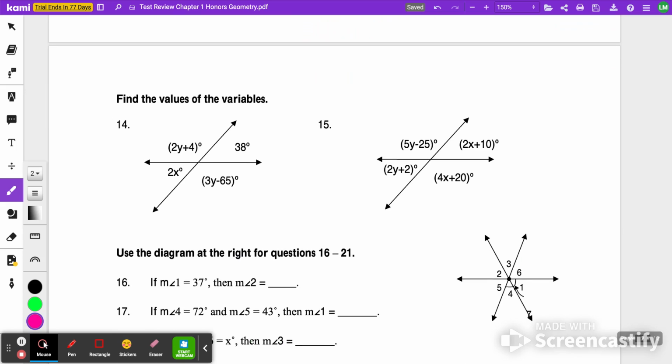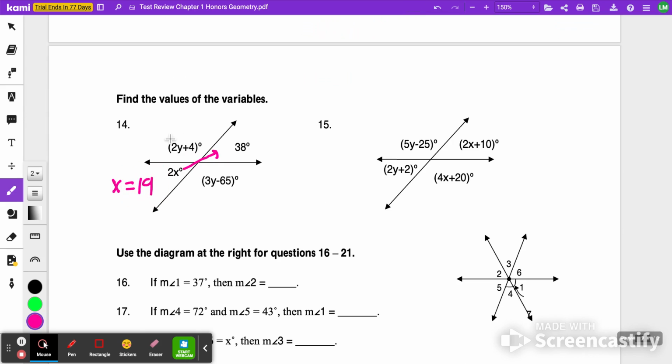Flipping on over to question number 14, find the values of the variables. With these, we just want to set them equivalent to one another because of those vertical angles. Notice how 2x is equal to 38. So all you had to do there was divide 38 by 2. So x is equal to 19 for that one.